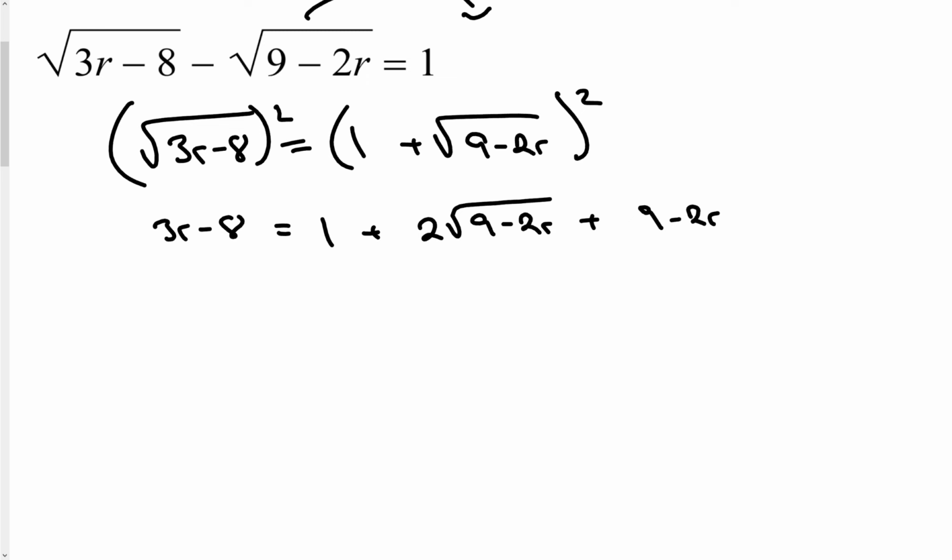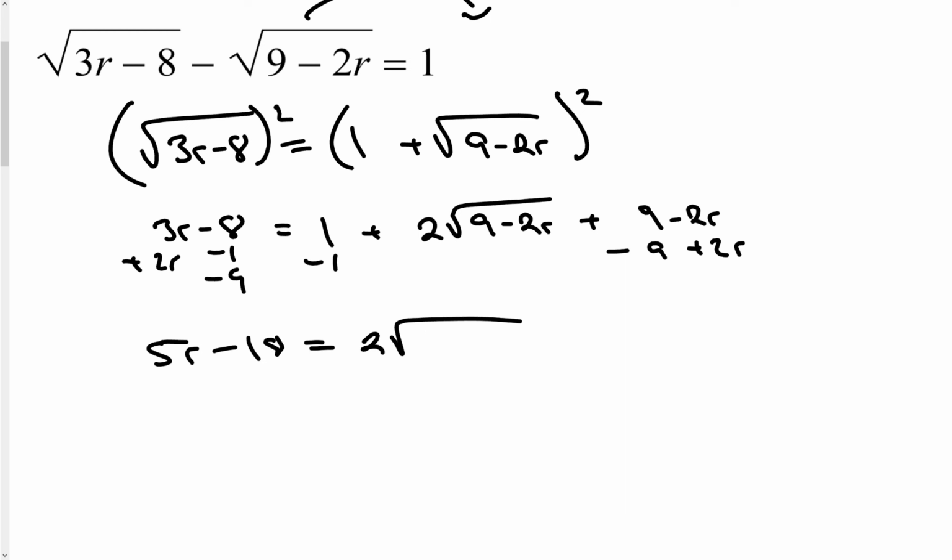All right, so we're going to subtract 1 from both sides. We're going to subtract 9 from both sides. Okay, we're going to add 2r to both sides. Okay, so we get 5r. So that's 8 and 1 and 9 give me minus 18 is equal to 2 times 9 minus 2r.